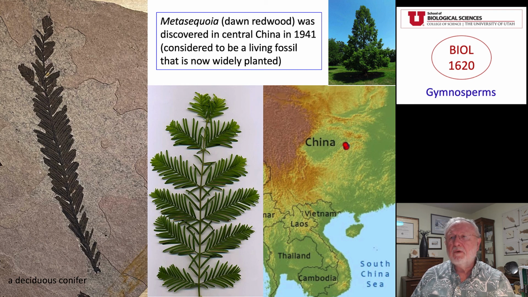We have a number of dawn redwoods on campus. Probably the most magnificent of these is directly west of the Crocker Science Center, between the Crocker Science Center and 200 East, or must be University Avenue, 1350 East.